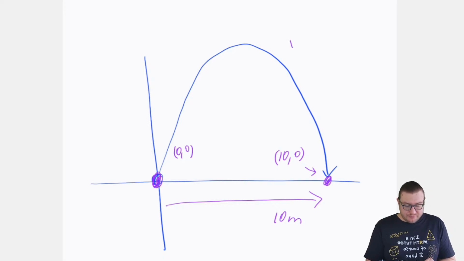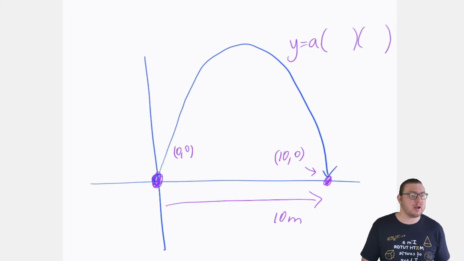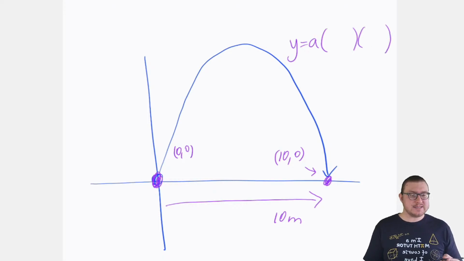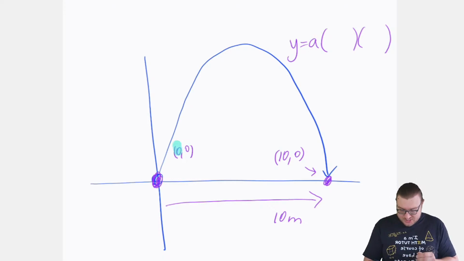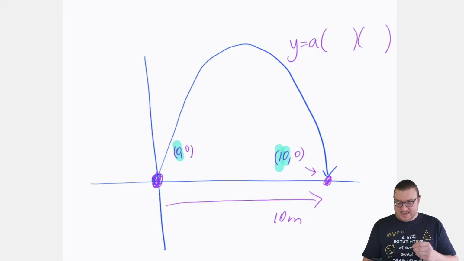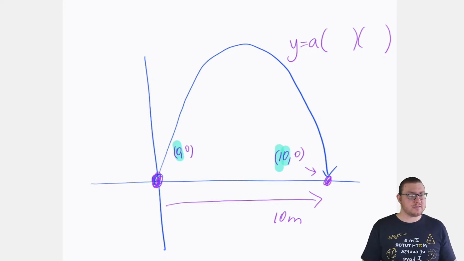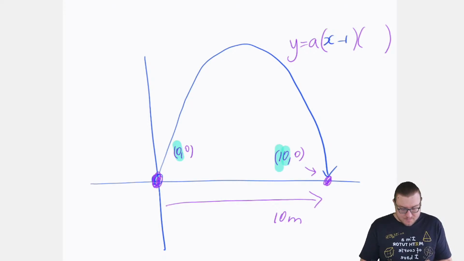We're going to use our factored form where we're going to have our scaling and we're going to write our brackets. And just remember, we need to change the sign. We need to change the sign of each of these x values. So we're going to go with x minus 0 and x minus 10.